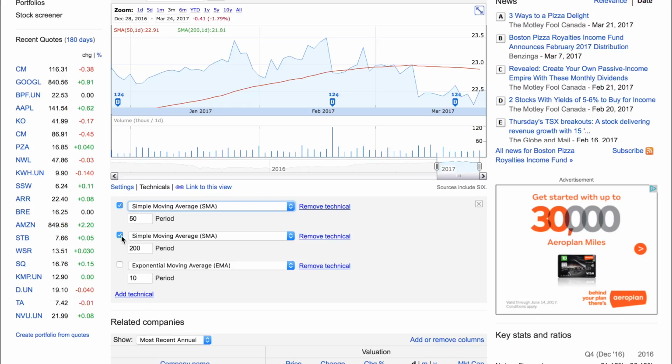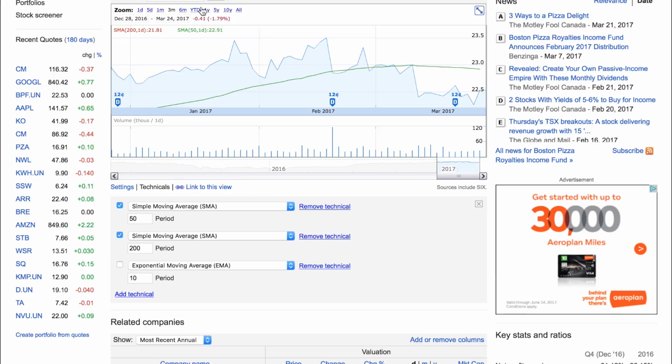Unfortunately, Google doesn't allow you right now to have an exponential at the same time as a simple. So if I click the exponential on, it'll actually turn off the simple. So it's a bit unfortunate. So I do use the exponential moving average, but I have to use it and turn off those other two. So this is how I have mine set up, the 50 and the 200-day.